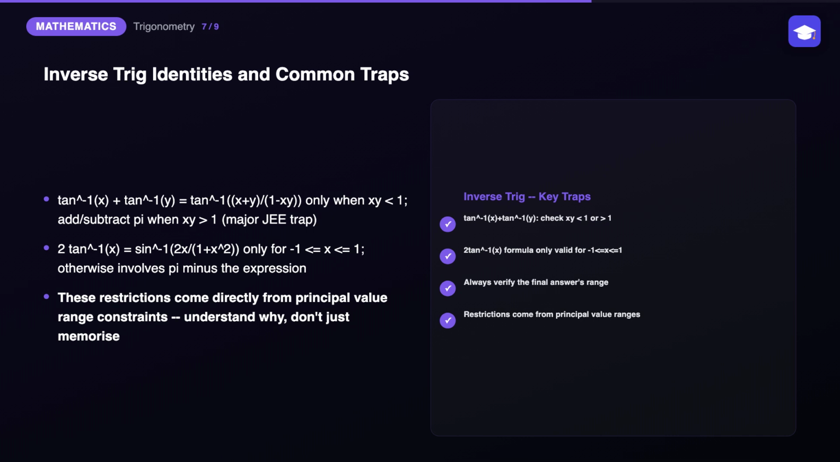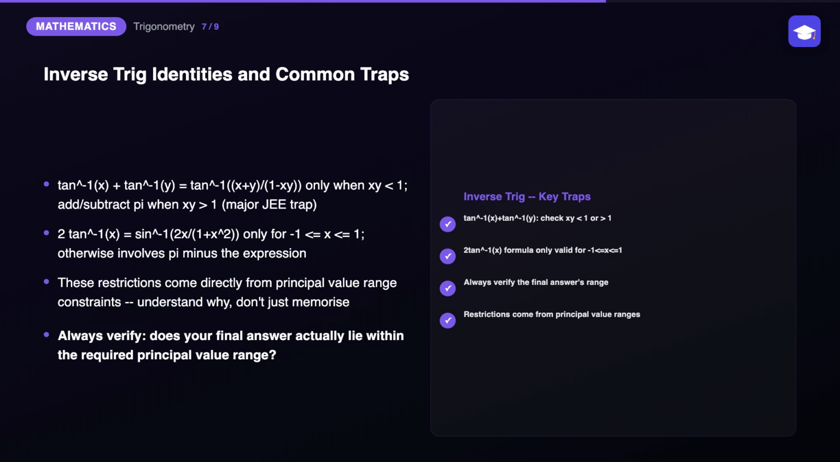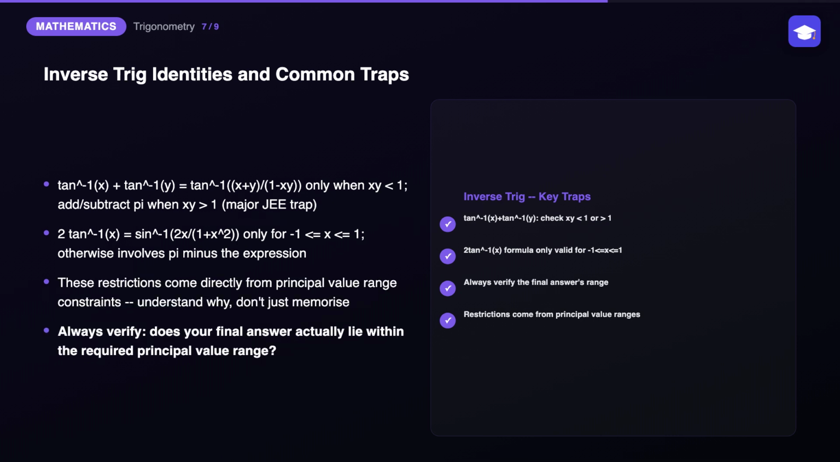These aren't simply arbitrary, obscure restrictions to memorize mechanically, they arise directly, necessarily from the actual underlying principal value range constraints established earlier. So deeply understanding exactly why these restrictions exist, rather than simply memorizing them as isolated, disconnected facts, is what lets you reliably handle unfamiliar variations of these problems that you haven't specifically seen before.